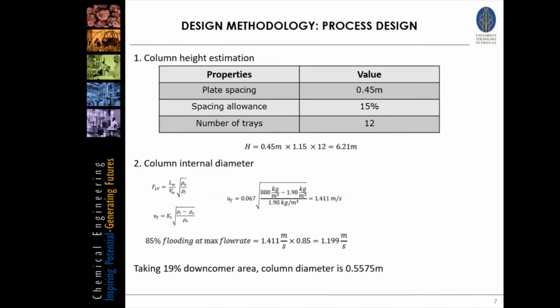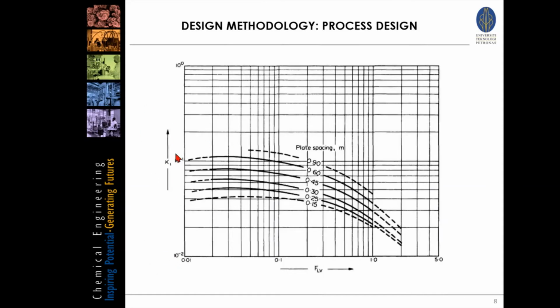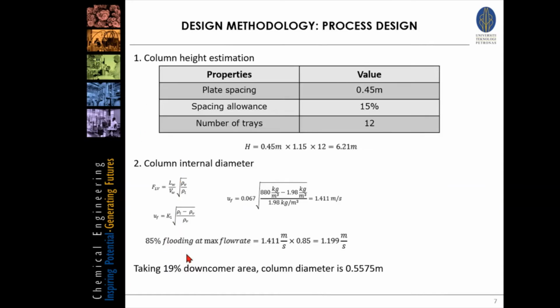Now for the column internal diameter, the first thing we want to determine is the liquid vapor factor, because with this, we will look at this chart to obtain the K value. Assuming an 85% flooding at max flow rate, the flooding velocity is then calculated to be 1.411 meters per second. The net area and cross-sectional area can then be determined with a 19% downcomer area. With this, the column diameter is calculated to be 0.5575 meters.